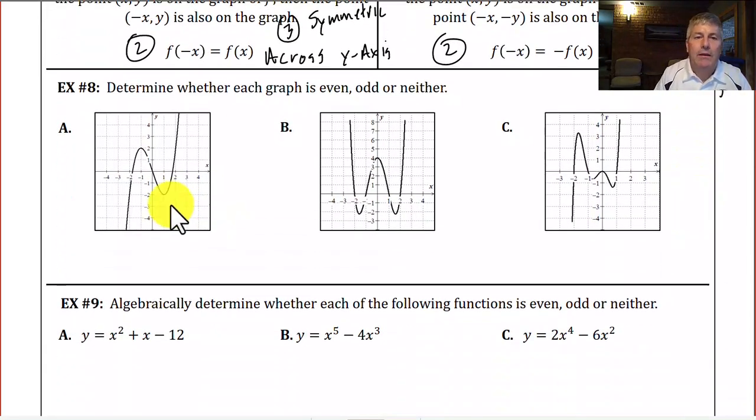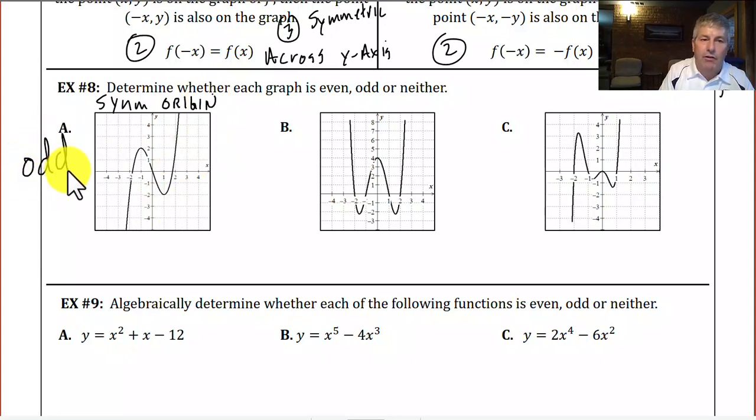So in example 8, we want to determine whether each graph is even, odd, or neither. Well, in A, we can look at the symmetry, and I would say that this graph is symmetrical across the origin, and therefore it is an odd function. But we can also look at this numerically.